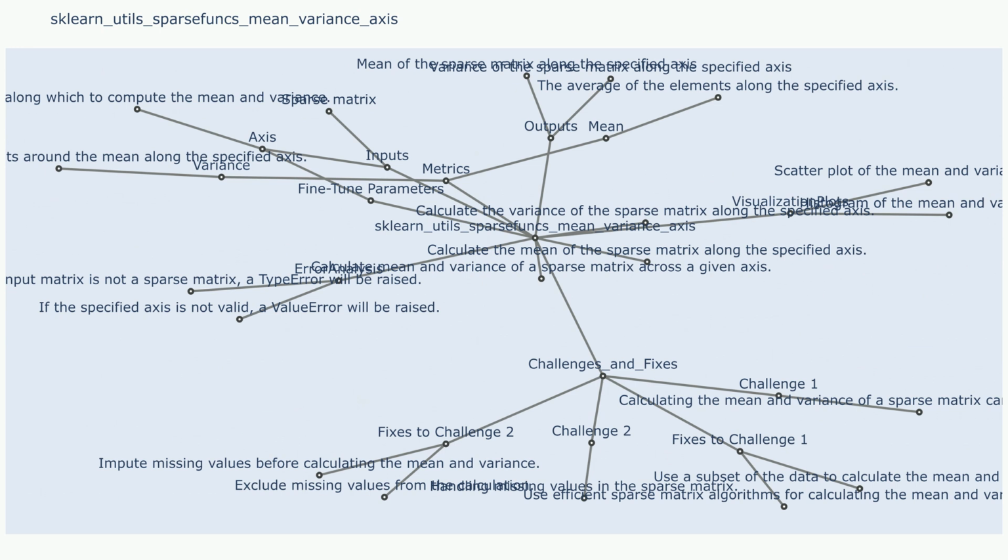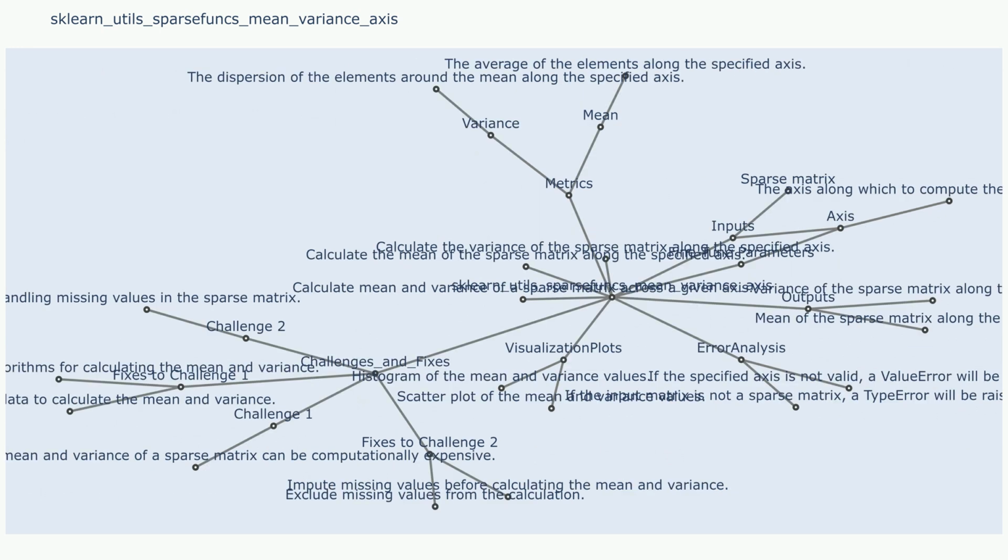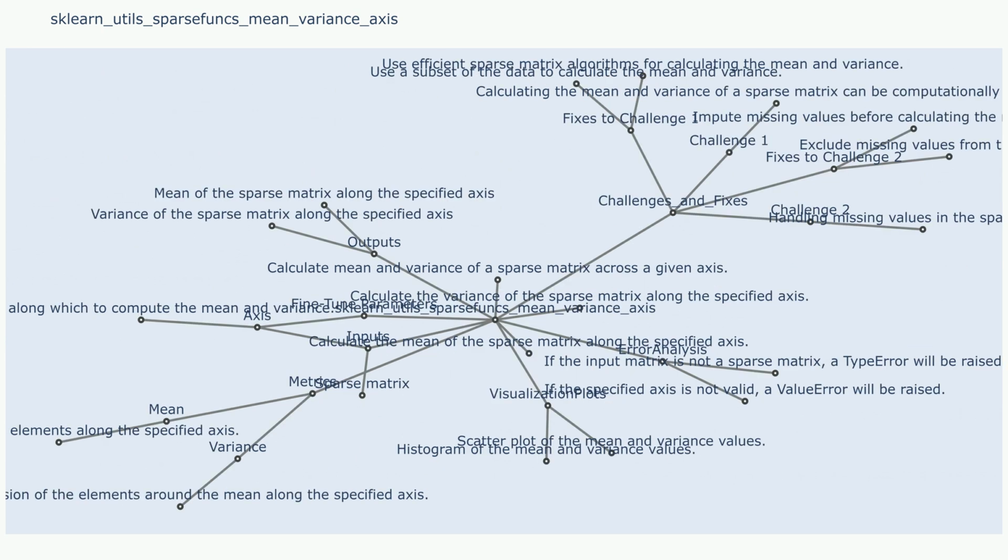Steps. Calculate the mean of the non-zero elements along the specified axis. Calculate the squared mean of the non-zero elements along the specified axis. Calculate the sum of the squared non-zero elements along the specified axis. Calculate the variance using the formula: variance = sum of squared non-zero elements / n_non_zeros - squared mean.